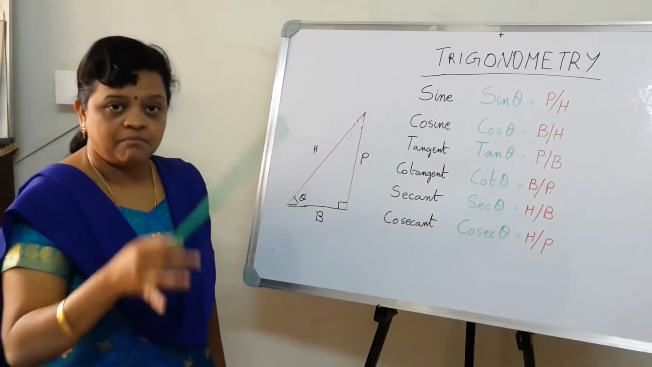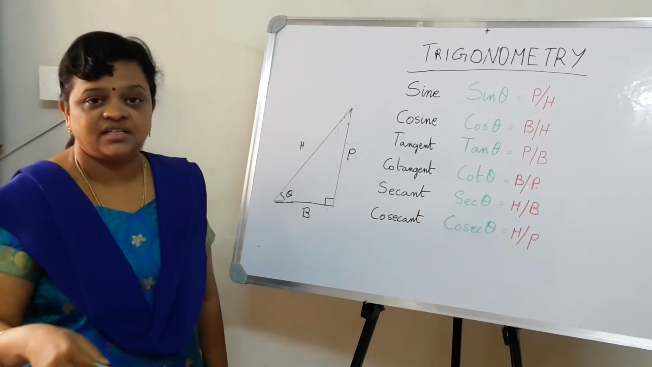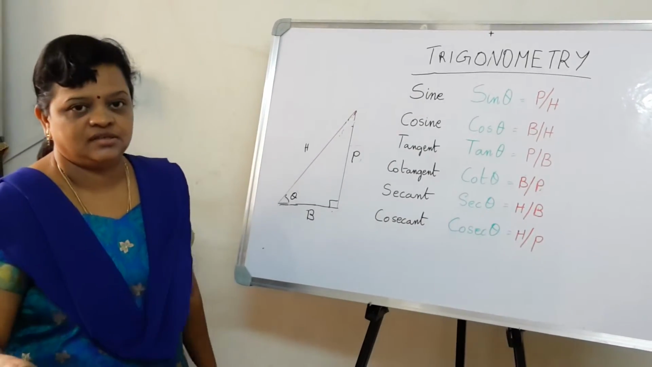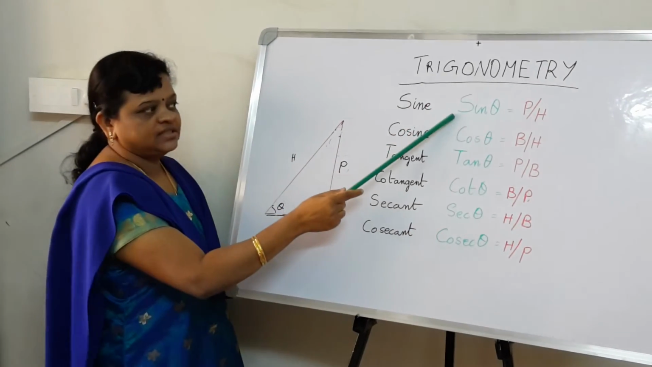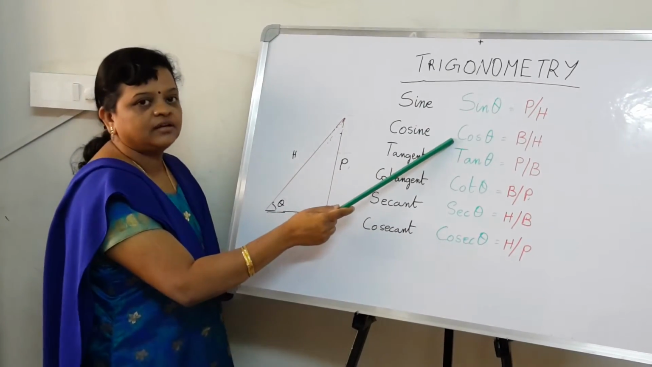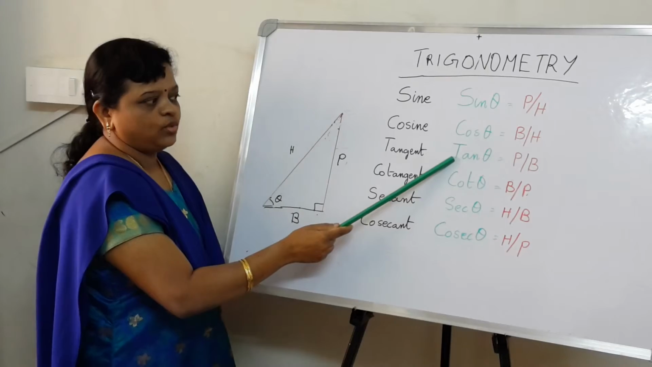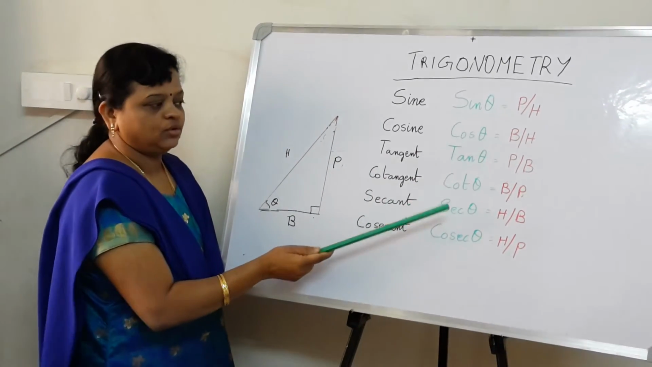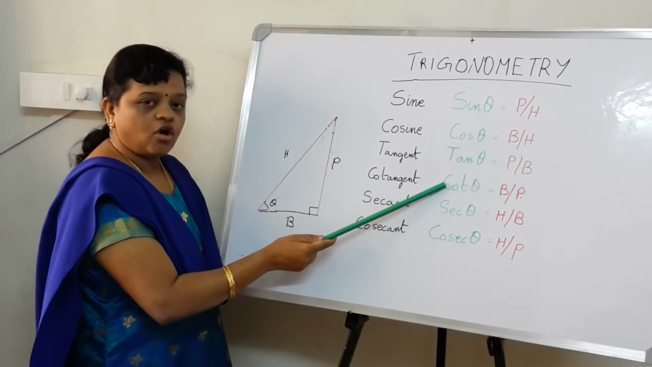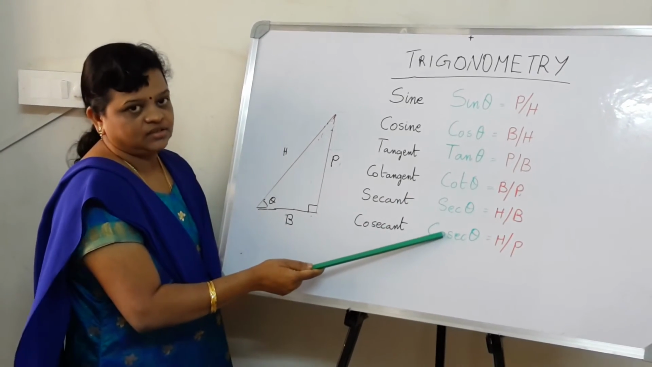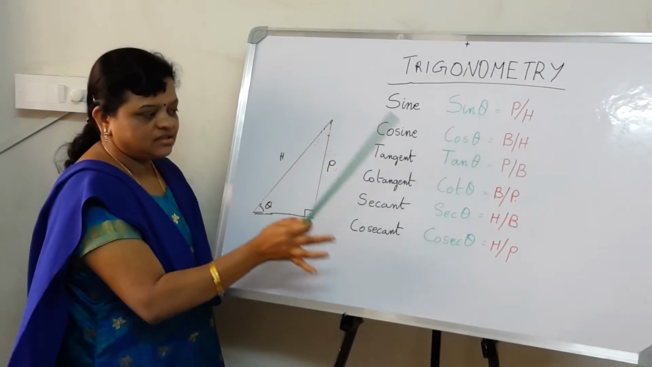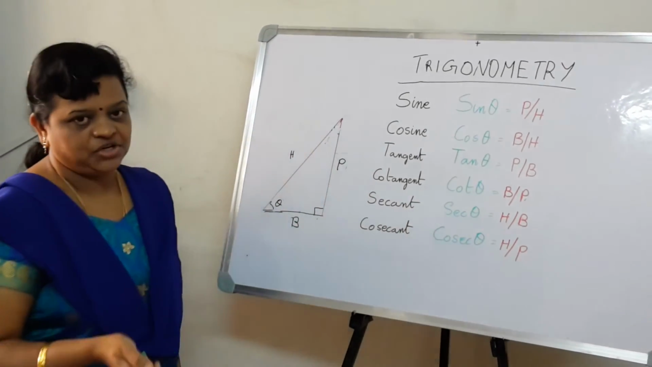You don't have to sit and mug all this or write it 100 times or 50 times, not necessary. Just remember once again the square relationships. Sin square theta plus cos square theta is equal to 1. Tan square theta plus 1 is equal to secant square theta. Cot square theta plus 1 is equal to cosecant square theta. So these are all the formulas that you need to know.